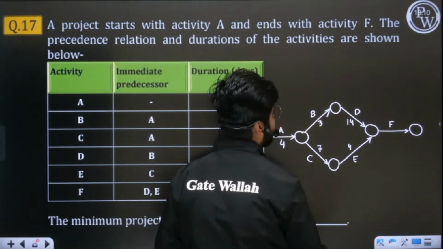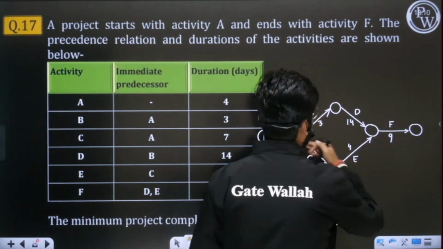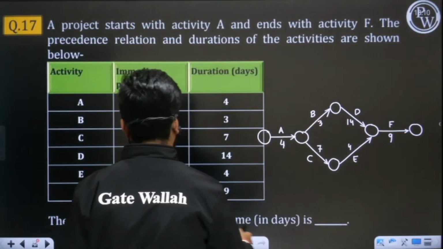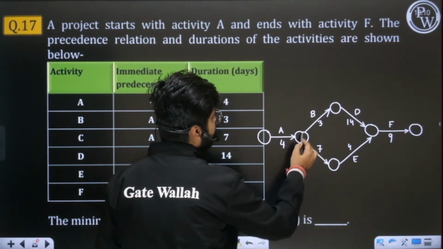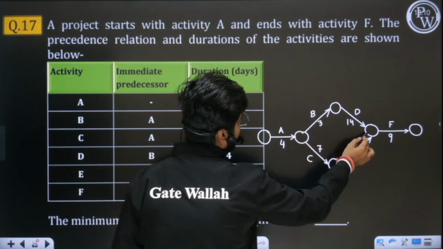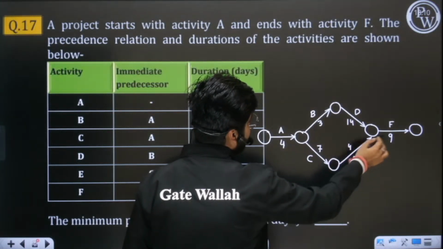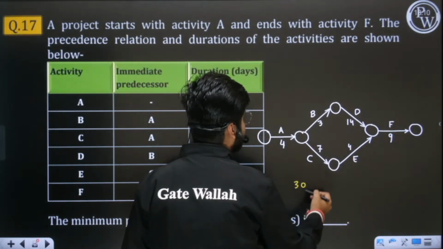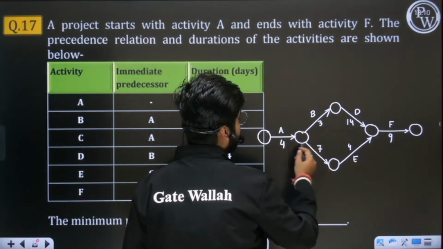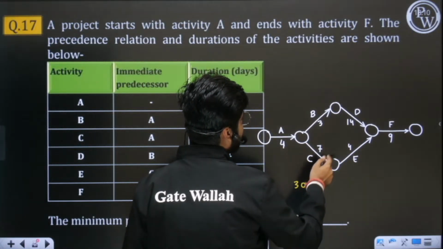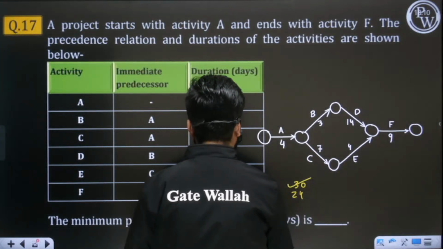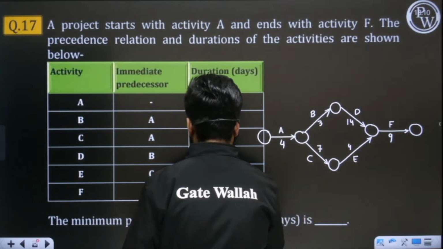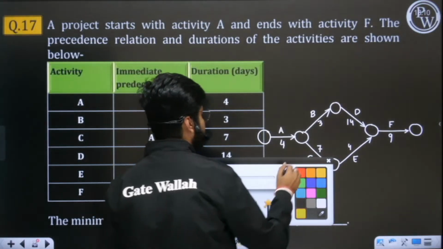So this is a very simple question. Now you simply have to tell which is the longest path here. So see, this is taking 4, 3, 7. 7, 14 is 21. 21, 9 is 30. So the topmost path is taking 30 and the bottom path is taking 4, 7, 11. 11, 4, 15, 9, 24. So yes, the top one is your critical path.